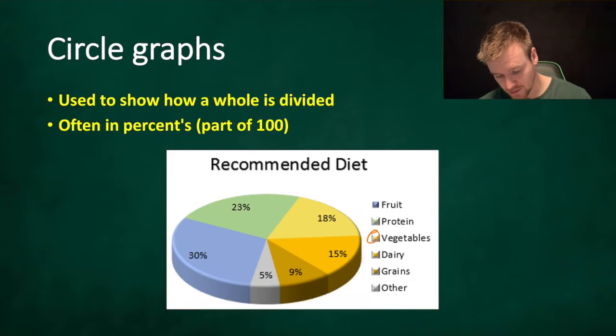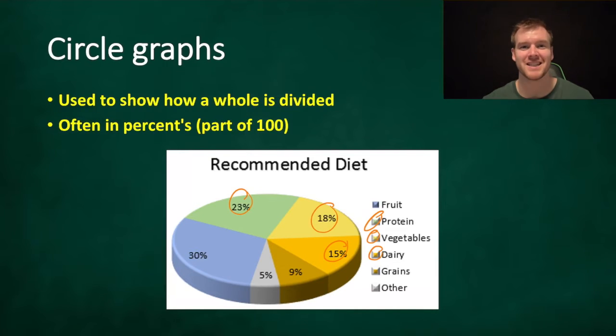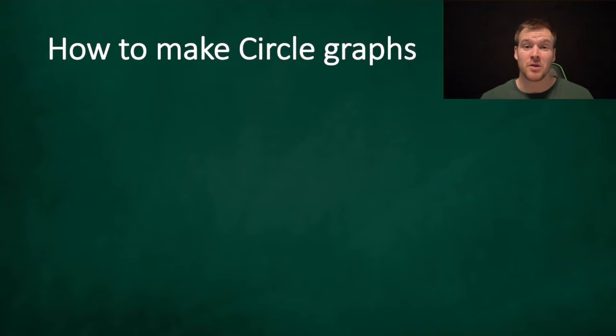So we can see vegetables here in yellow is about 18%, dairy 15%. We see the protein here is 23%. It's pretty easy to read, which is one of the big benefits to a circle graph. And it makes it easy to compare which are the biggest sections and which are the small sections. So again, really easy to read, but how do you make a circle graph?